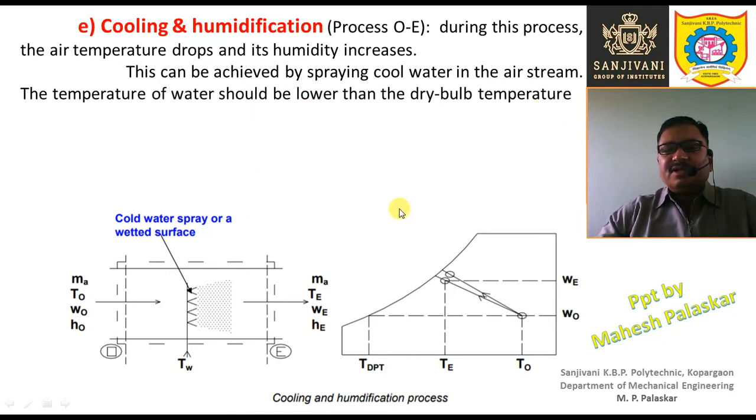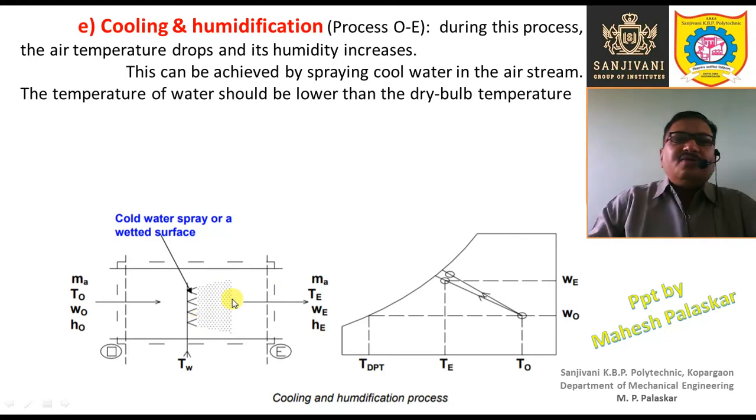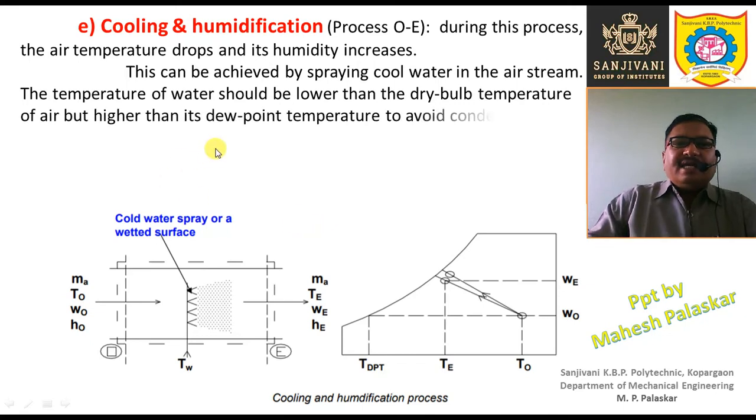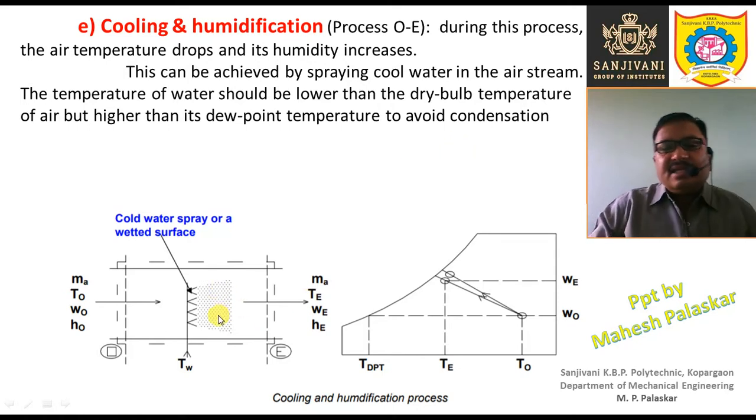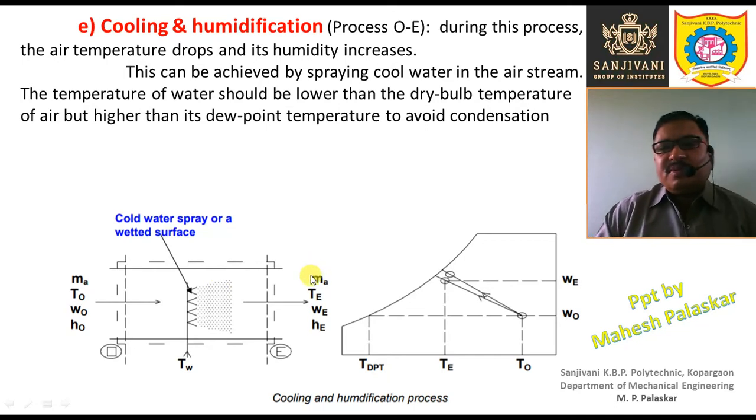Of course, the temperature of this water should be lower than the dry bulb temperature of the air. Then only cooling will take place, but higher than its dew point temperature to avoid condensation. The temperature of this cooling water must be higher than the dew point temperature. If the temperature of this water is lower than the dew point temperature, then air will be cooled below dew point temperature, and this will lead to condensation of the moisture, and that will lead to dehumidification.